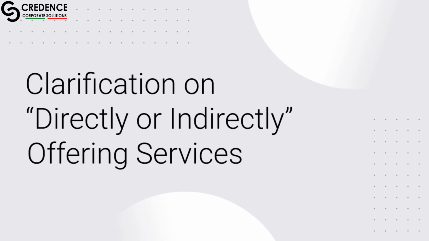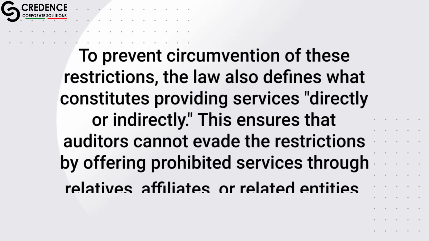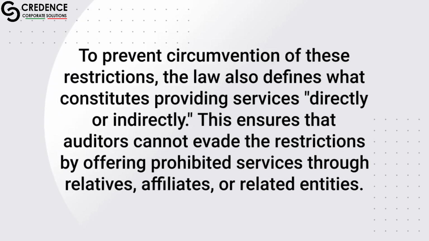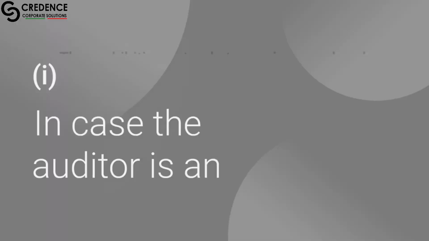Clarification on directly or indirectly offering services. To prevent circumvention of these restrictions, the law also defines what constitutes providing services, directly or indirectly. This ensures that auditors cannot evade the restrictions by offering prohibited services through relatives, affiliates, or related entities. One, in case the auditor is an individual.